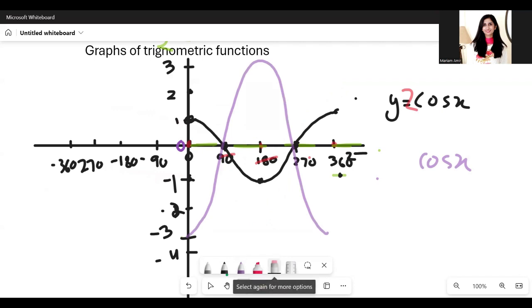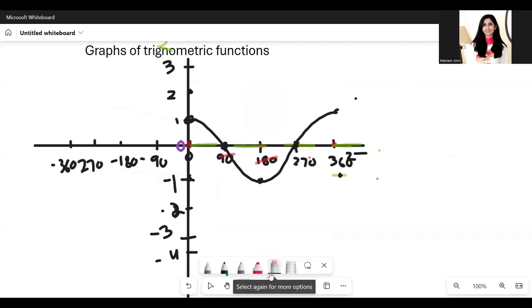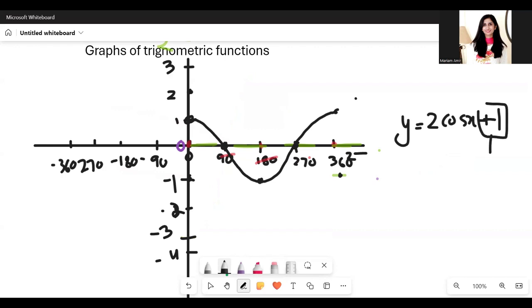Okay. What if I need the graph of y equals 2 cos x plus 1? So now it goes 1 unit up, it translates by (0, 1), and also it gets stretched parallel to the y-axis with scale factor 2. First, I'm going to show the translation. So the central line is originally this line, but now it's going to go 1 unit up. So I'm going to make a dotted line here.